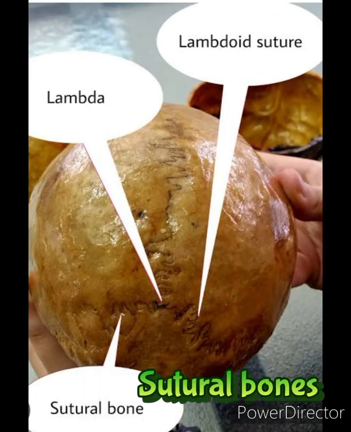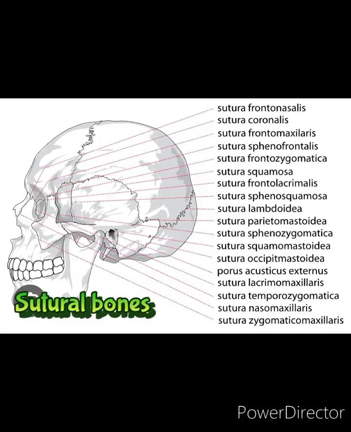And here you can see the joining of the two parietal bones with the occipital bone, called the lambdoid suture. In that suture you can see a bone called a sutural bone. So today we are going to study about sutural bones.